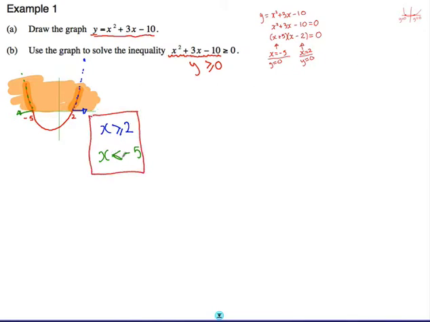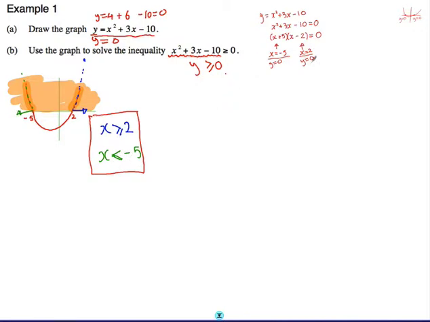Now the reason why we have an equal to is because the question is asking when is y greater or equal to 0. If x was equal to 2, then 2 squared is 4, plus 3 times 2 is 6, minus 10 is 0. So y could also equal 0. And if x was minus 5, you can substitute it in there. You will also get y is equal to 0. So it could equal 0, hence why we have the inequality signs for this as well.